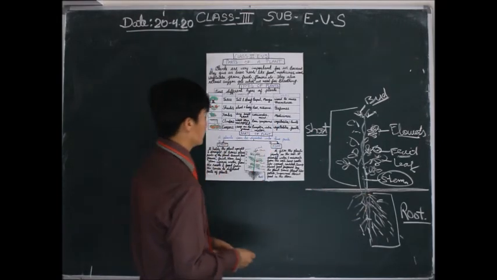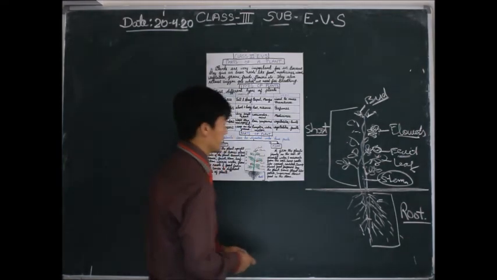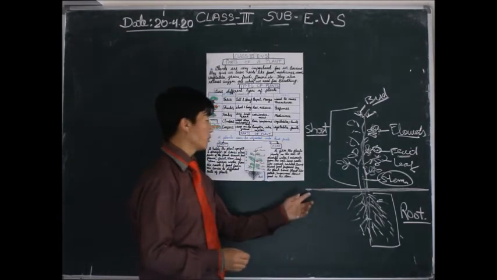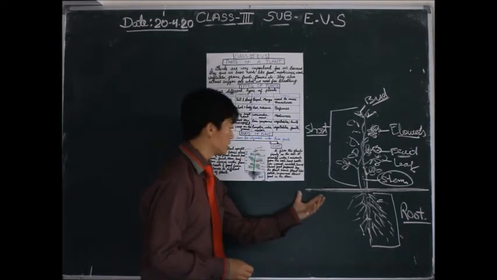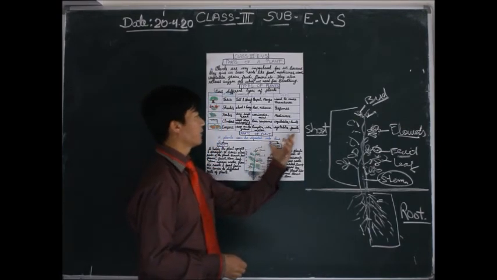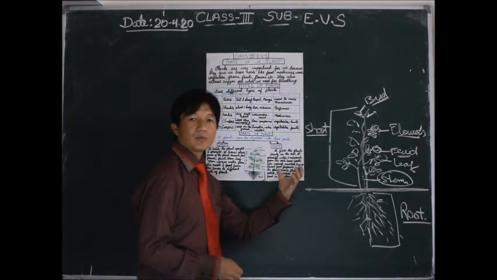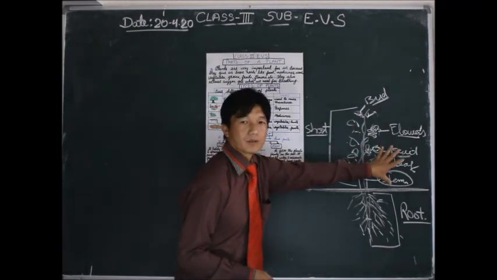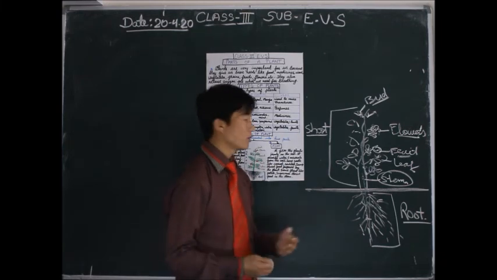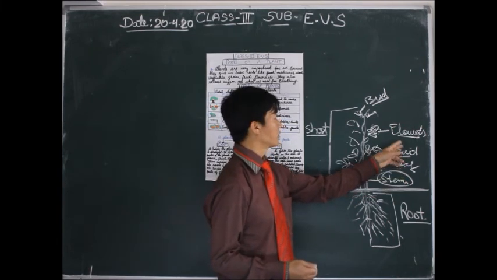Some plants like potato and sugarcane store food in the stem. Some plants like potato are under the ground, but they are not roots, they are stems. So these are the parts of a plant. Today I explained only two parts, stem and roots. In the next class, I am going to teach you about leaf, function of leaf, fruits, flowers, buds.